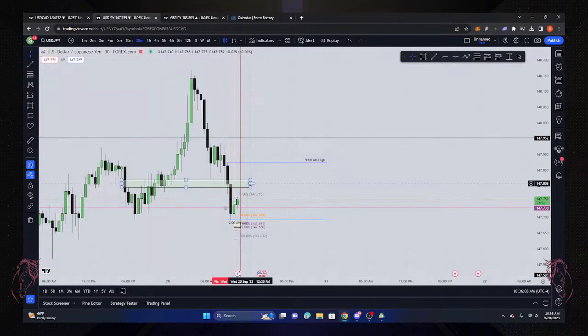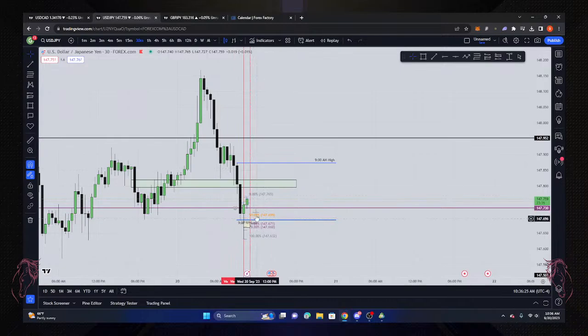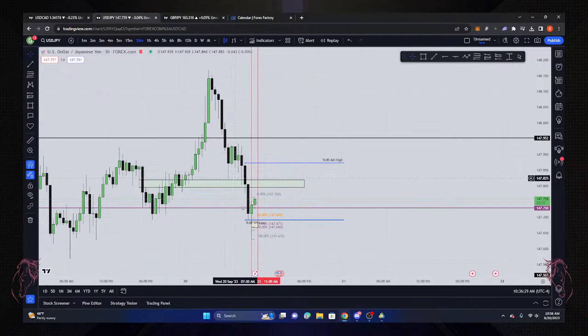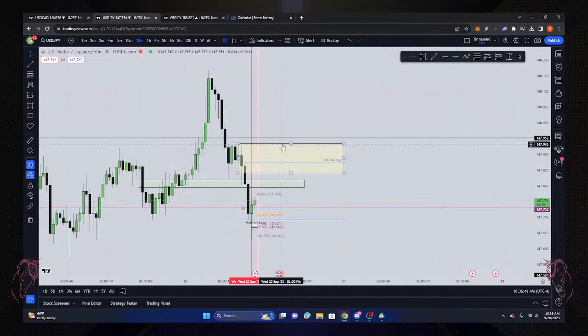Which happens to be the 30-minute inverse fair value gap right here. From this low to this high, stretch it out. It could pull back into this zone, continue going lower, or it could sweep 9 a.m. highs, tap into this mitigation block, to continue going lower.